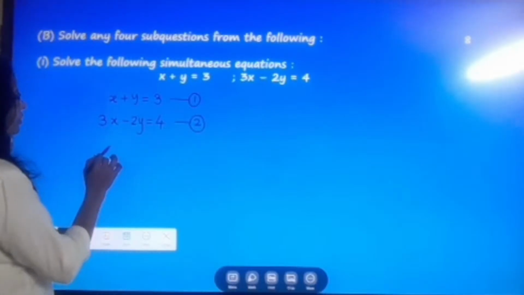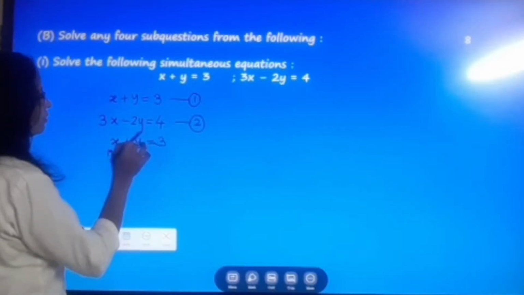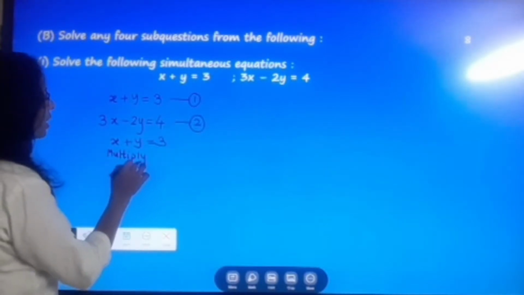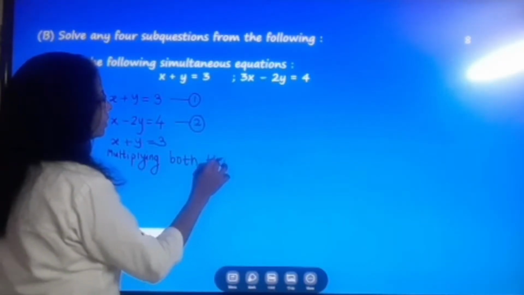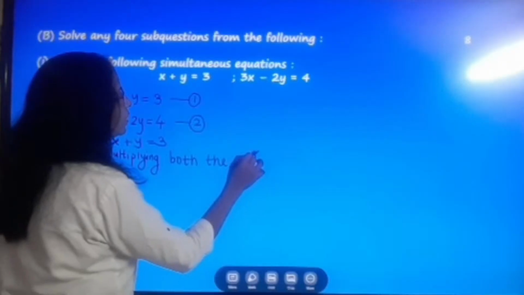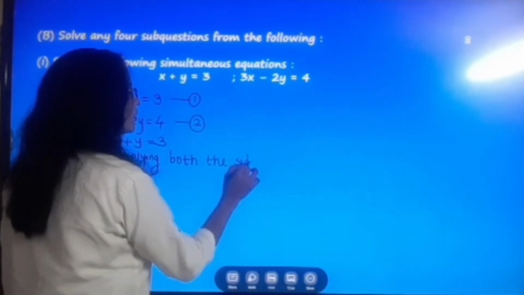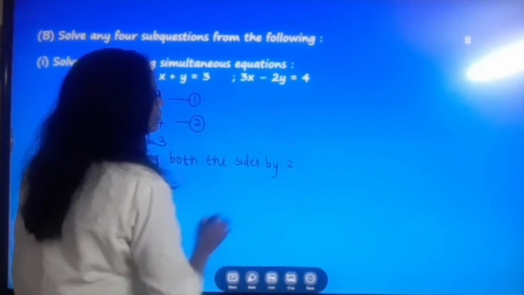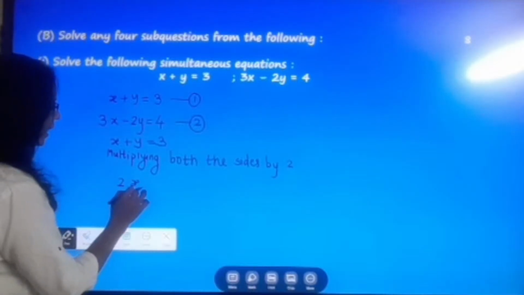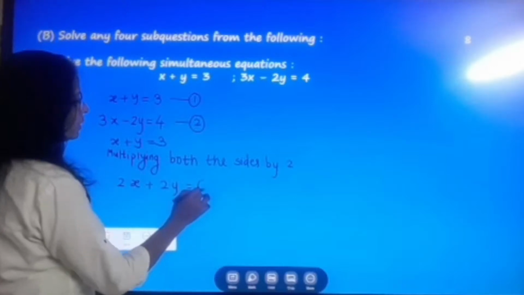So it comes by multiplying the equation. Here I write down the first equation, x plus y is equal to 3. So here, multiplying both sides by 2. Then 2 multiply x, 2x, 2 multiply y, 2y, and that is equal to 2 multiply 3, that is 6.